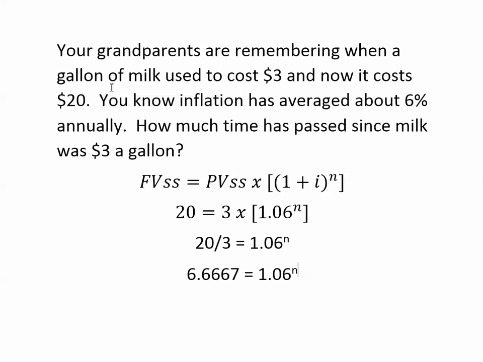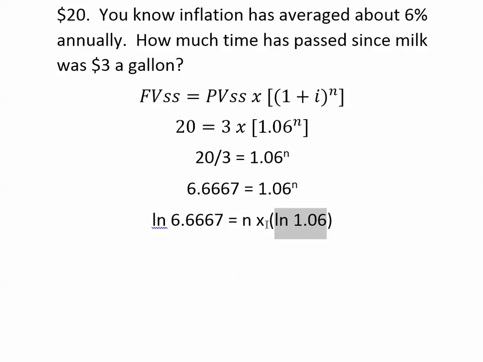To solve for n, I am going to use natural logs. So I would take the natural log of 6.6667, which equals n times the natural log of 1.06, and I'll put that in brackets. If I calculate the natural log of 6.67 and the natural log of 1.06 and substitute them in this equation, then I can solve for n.